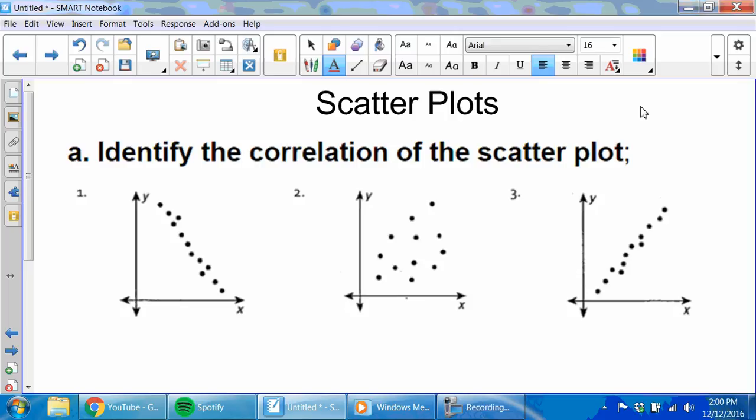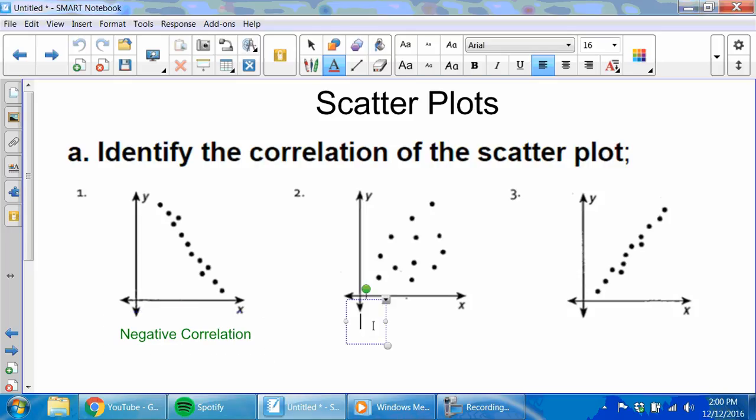The following video is on analyzing and identifying scatter plot correlations. So we have a couple different examples of scatter plot correlations here. If the dots are in a downward angle, as in they start at the top and end towards the bottom, we would call this a negative correlation. A negative correlation because they're going down.